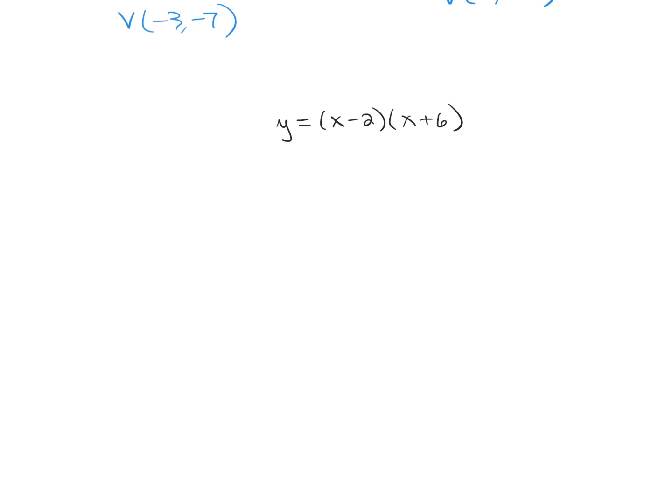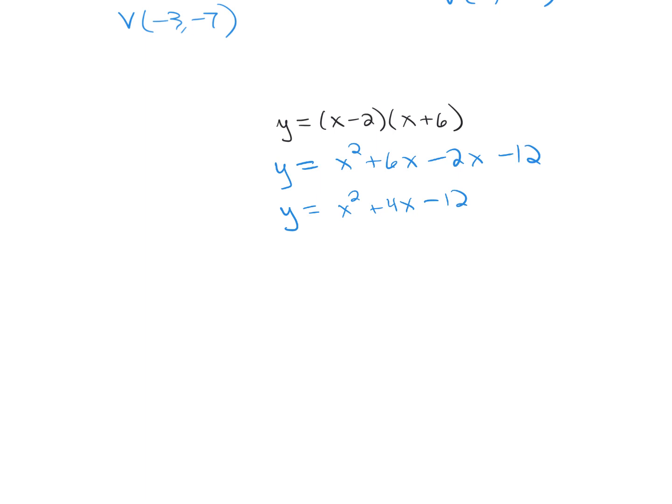Okay, let's look at the next one. This one is in the factored form. So before I can complete the square, I'm going to have to get that in standard form. So I'm going to have to do FOIL first. So y equals x squared plus 6x minus 2x minus 12. Okay, so y equals x squared plus 4x minus 12.